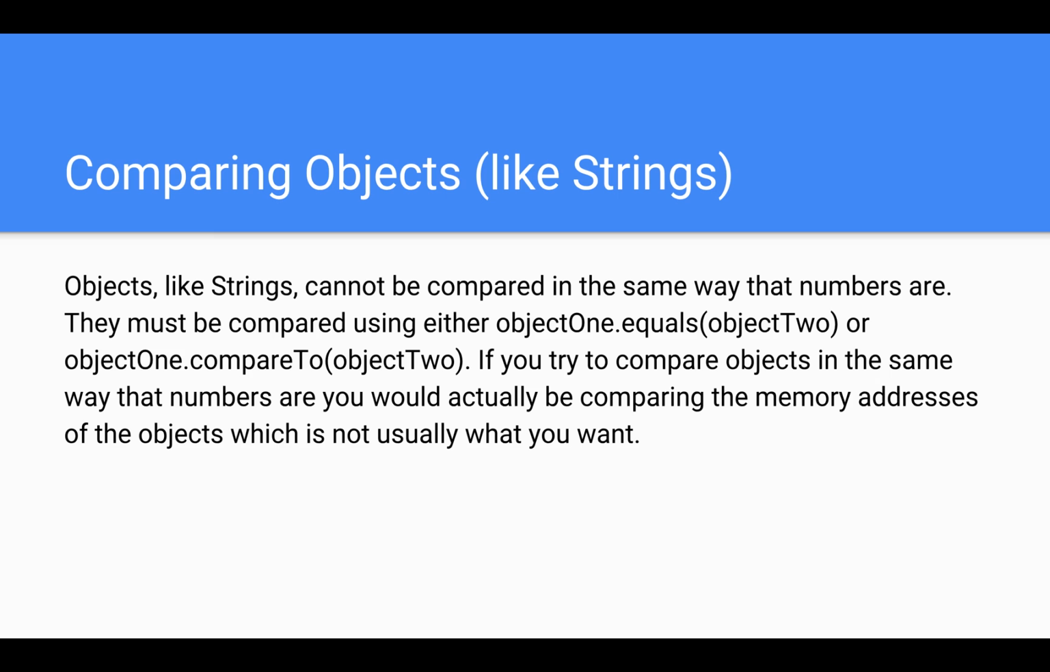Comparing objects, like strings. Objects cannot be compared in the same way that numbers are. They have to be compared using either object1.equals(object2) or object1.compareTo(object2). If you try to compare objects using equals equals or not equals, you'll actually be comparing memory addresses of the objects, which is not what you usually want. So you'll have to use .equals or .compareTo.